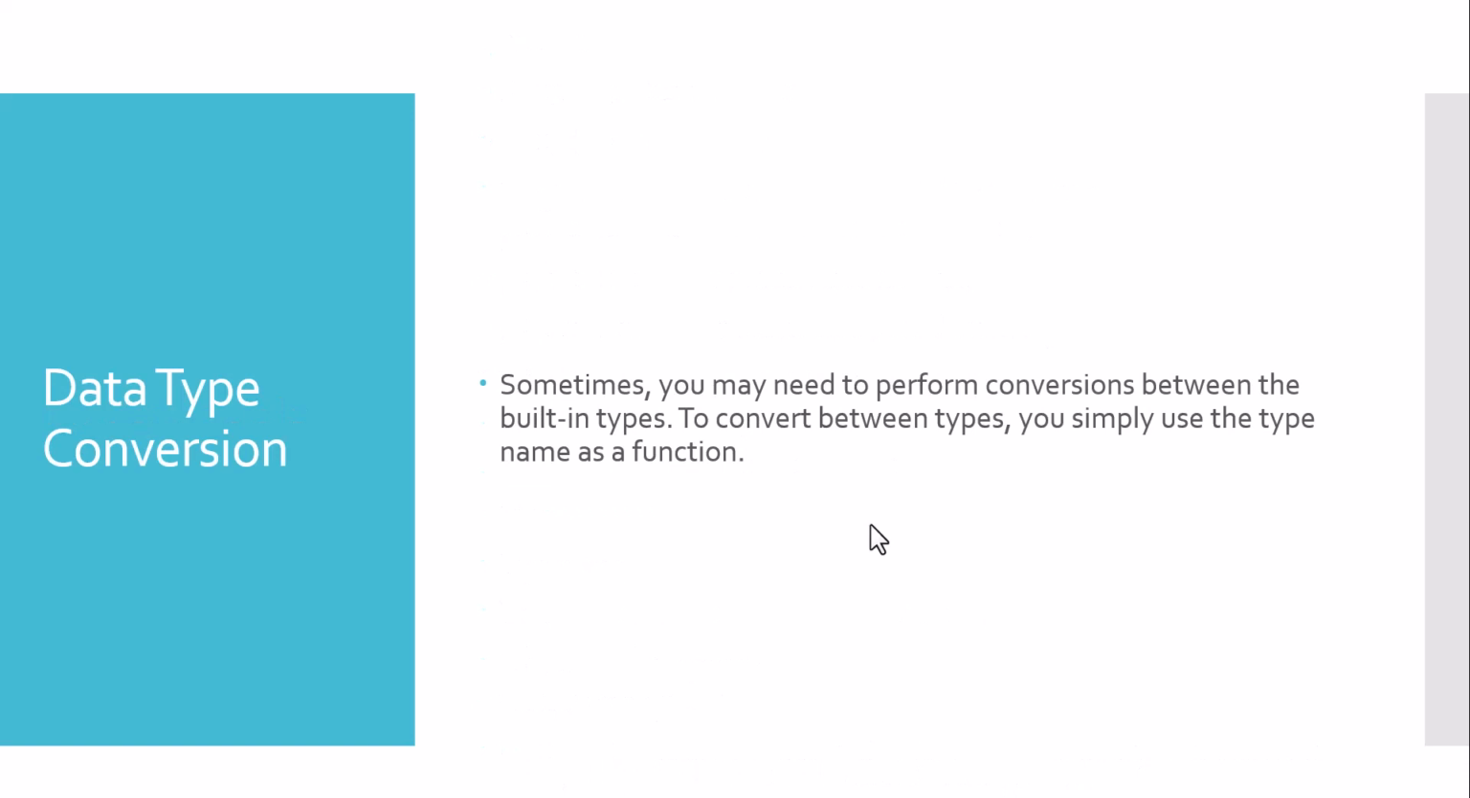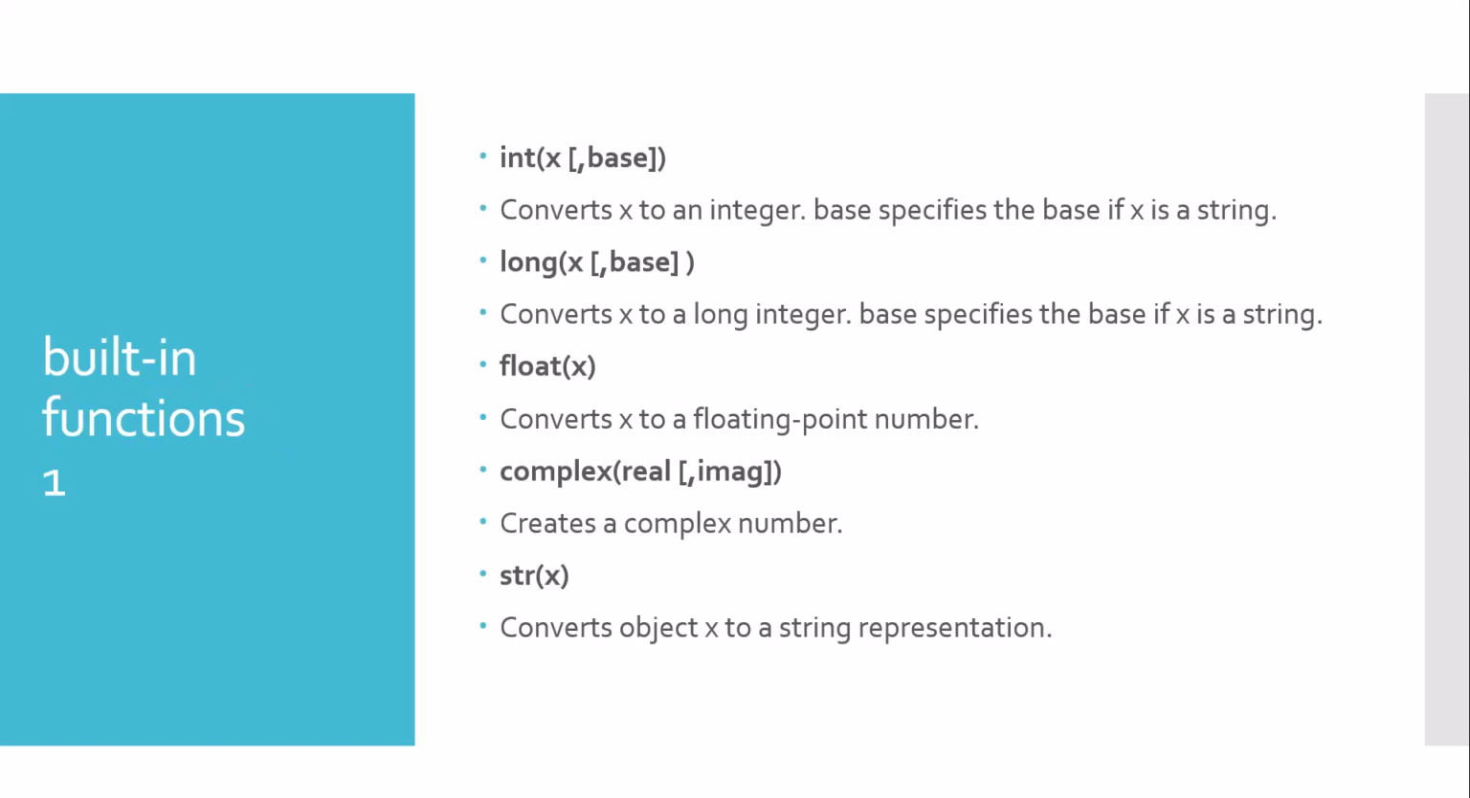Data type conversion. Sometimes you need to perform conversions between the built-in types. To convert between the types, you simply use the type name as the function. Several times there is a requirement to convert from one data type to another data type. At that time, this built-in function is going to help you. Like see, int x base converts x into an integer. Base specifies the base if x is a string.